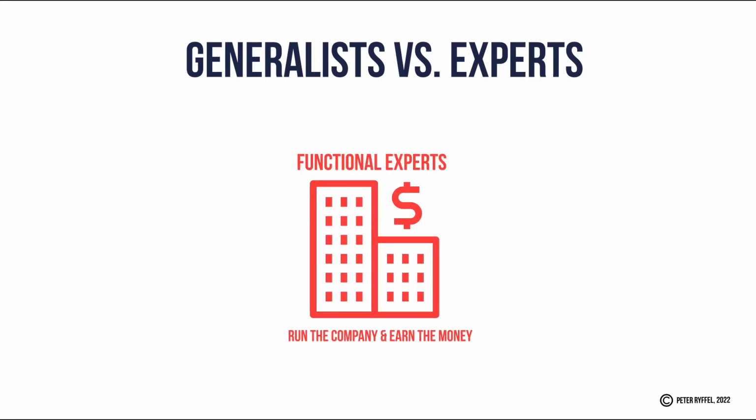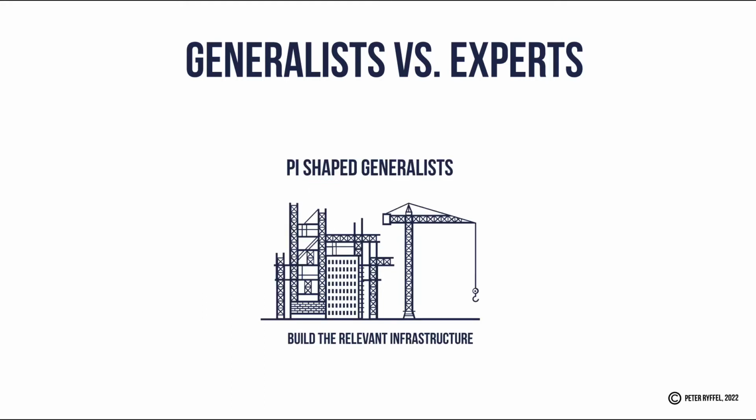Functional experts usually would run the daily business. They earn the money for the company and generate the value added for the external customer. Pi-shaped generalists usually act in the background. They build and maintain the infrastructure the functional experts need to perform their job efficiently and effectively.